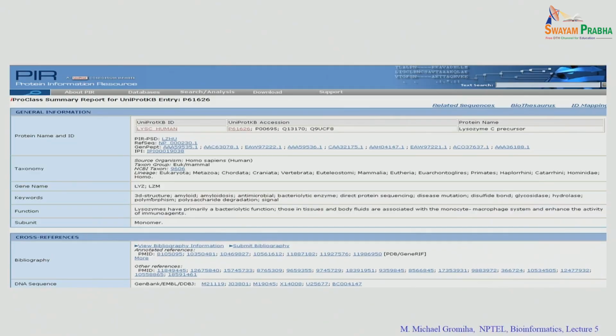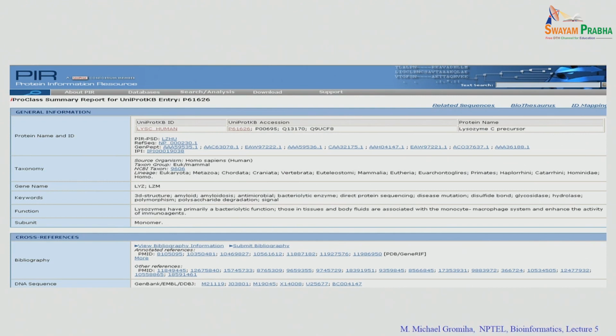Then they give the gene name and different keywords, because it is important to have several keywords so that one can obtain the desired information with different searches. You can get it from 3D structures or amyloids or disease mutation, because it contains several disease mutations, disulfide bonds and so on.